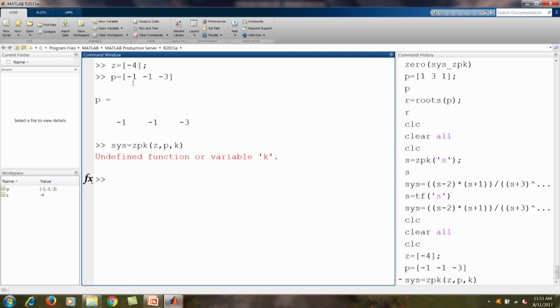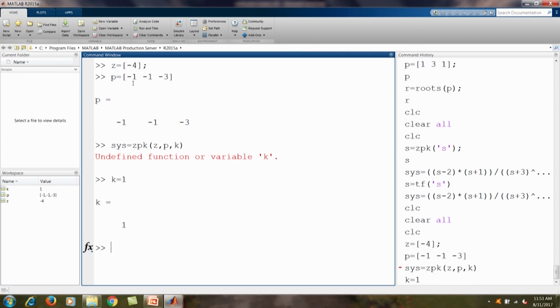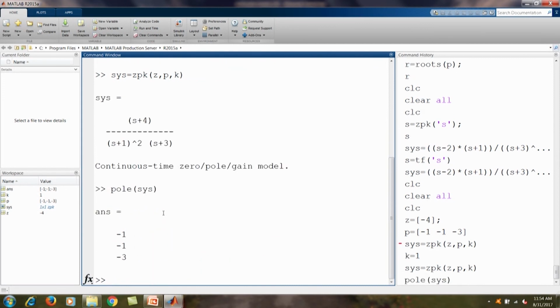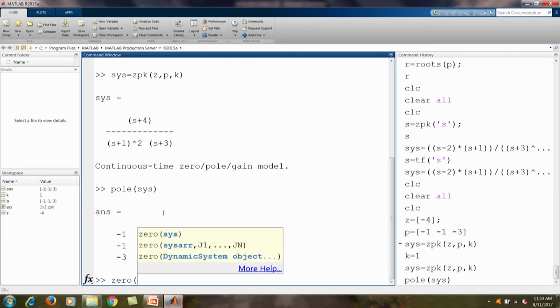We have not defined the k. k is the gain, which is 1. Now we can again use this command and we will find this transfer function in the ZPK model or factored form. Now we can find the poles. As we already know the poles and zeros, but once we create this in this form, we can find the poles of the system, that is -1, -1, -3 of the system.